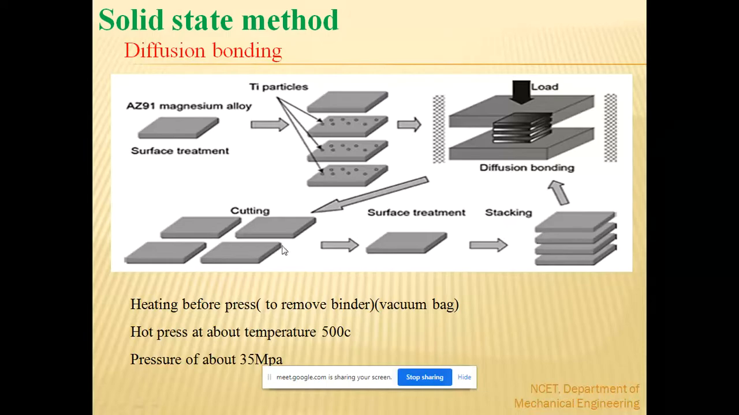There is a magnesium alloy surface plate, and there are different cutting plates here. We can see the titanium particles here, and surface treatment, stacking, and diffusion bonding after that, then loading. There are some different parameters we can see in this figure. This is how we manufacture MMC using diffusion bonding.